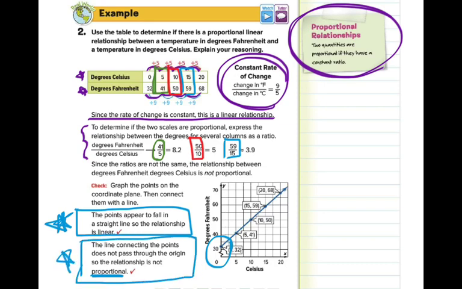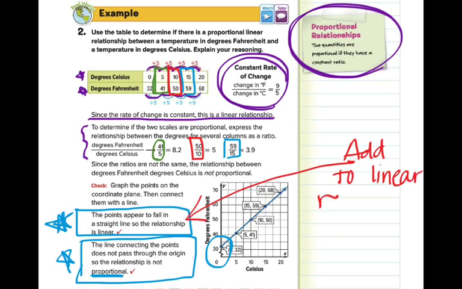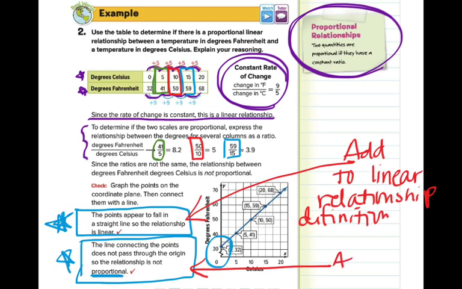Okay, what I want you to do, and this is what I'll check on your notebook check. This right here needs to be added to the linear relationship definition. Okay, and this right here needs to be added to the proportional definition. This is huge. If you can remember these two pieces of information, it's going to be so helpful.